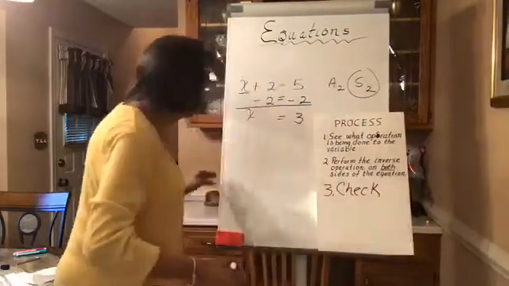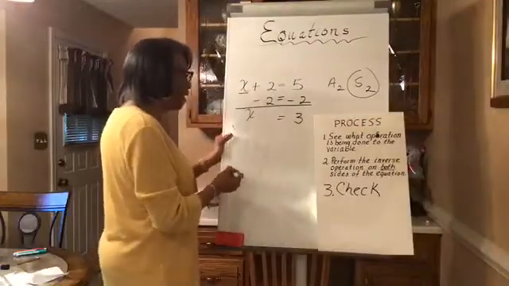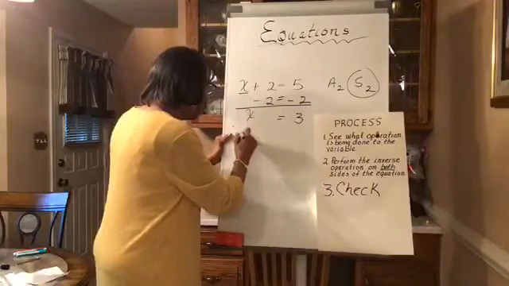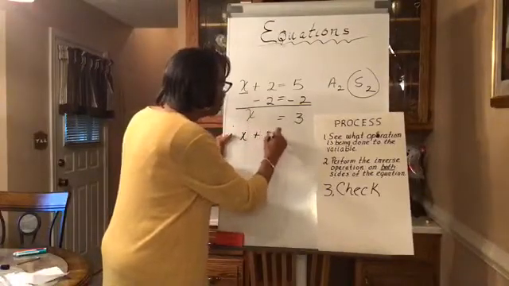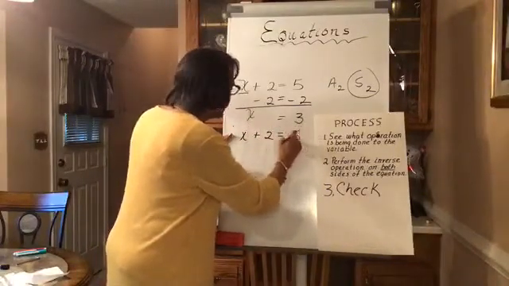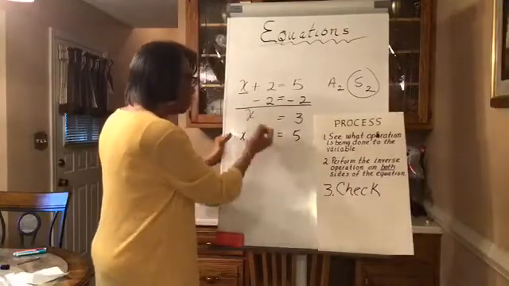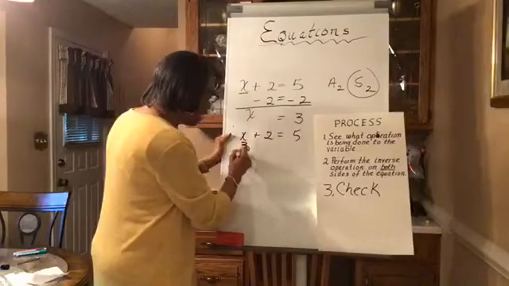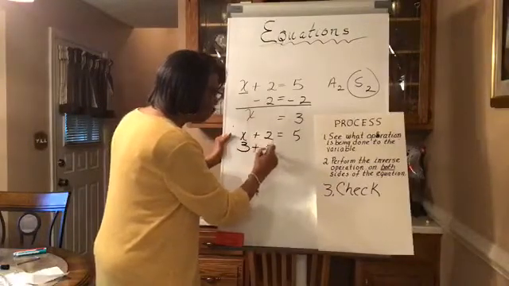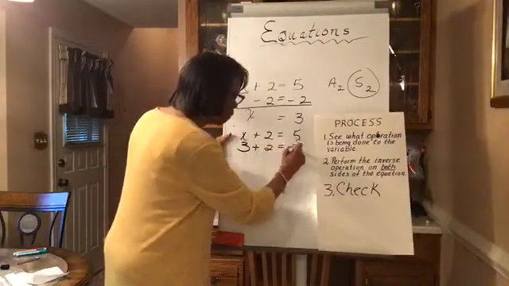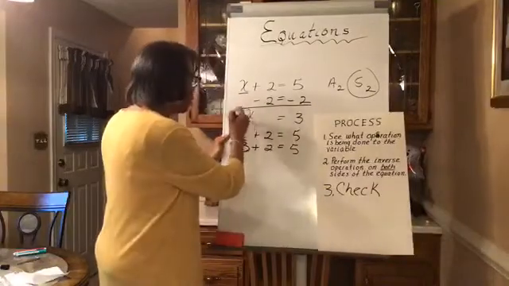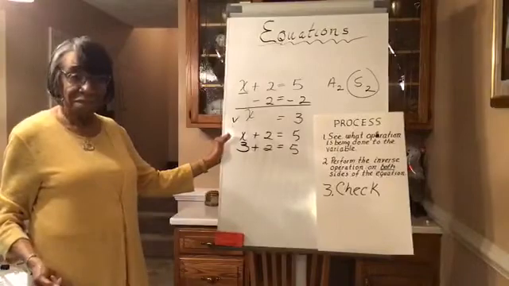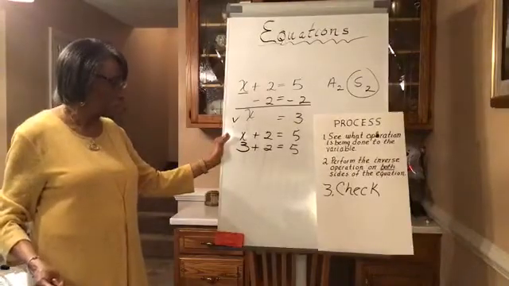Check your answer. So, to check it, I'm going to say x plus 2 equals 5. And we found x is 3, so now I'm going to put 3 in place of x. I know what x is now. 3 plus 2 equals 5. So this equation has been solved correctly. Isn't that easy?